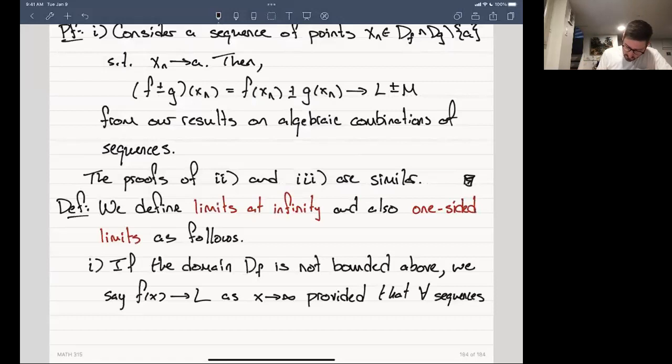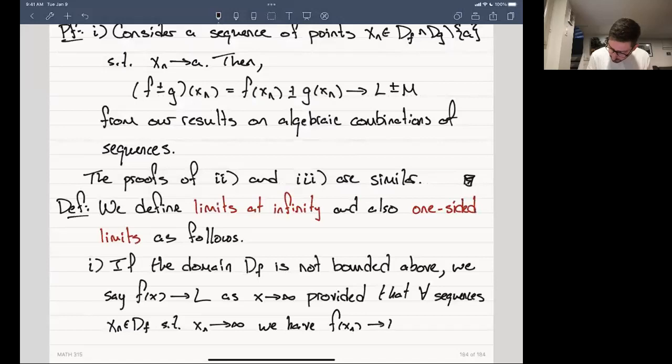So for all sequences, xn in the domain of f, such that xn goes to infinity. Remember, we have a precise definition of this thing. That means that, for all m greater than 0, you can look far enough in the sequence and every element of the sequence beyond some point is bigger than m. This means we have f of xn is approaching L. So that's a limit at infinity.